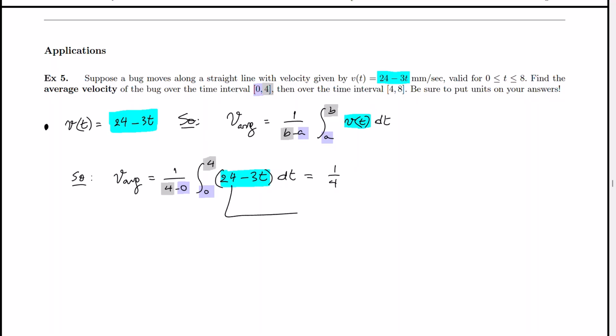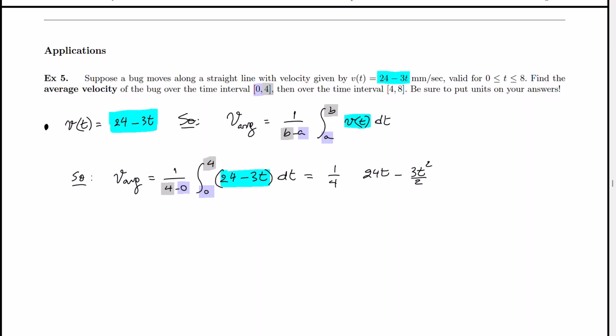Let's integrate the 24 next. The antiderivative for 24 is 24t. And let's integrate the 3t next. The antiderivative for that is 3t squared, all divided by 2. Now keep in mind that both of these have a shared 1/4. It's supposed to be in front of the whole integral.